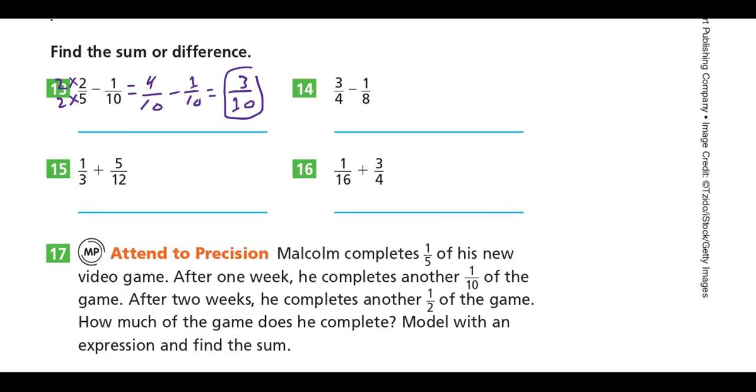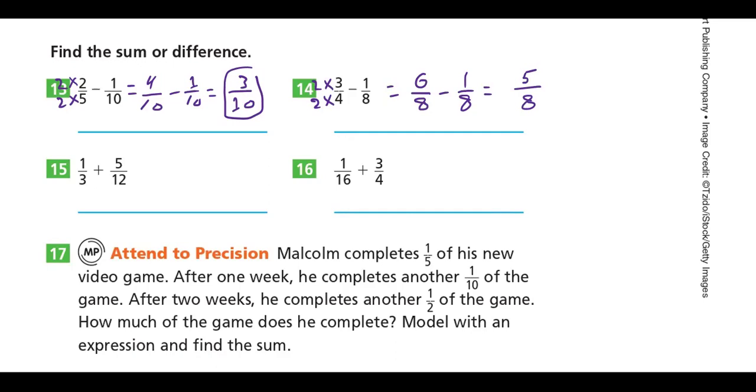3 over 4 minus 1 over 8, so we multiply 4 by 2, it will be the same 8 up and down. So it will be 6 over 8 minus 1 over 8. The same denominator, write one of them, and 6 minus 1 is 5.